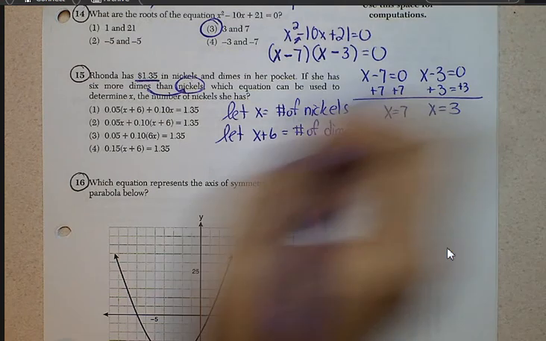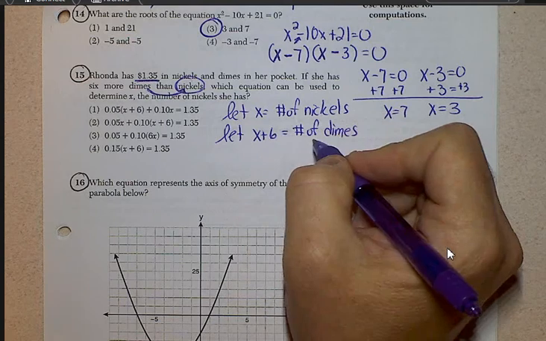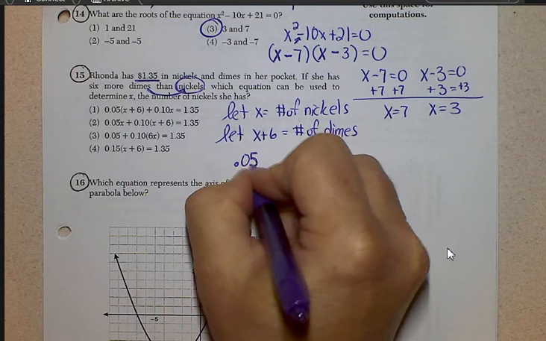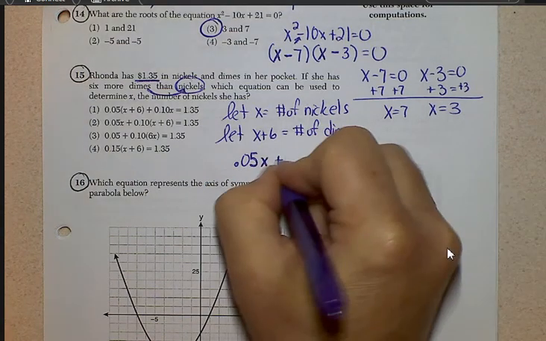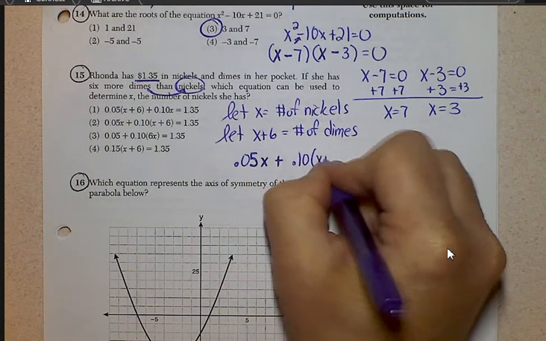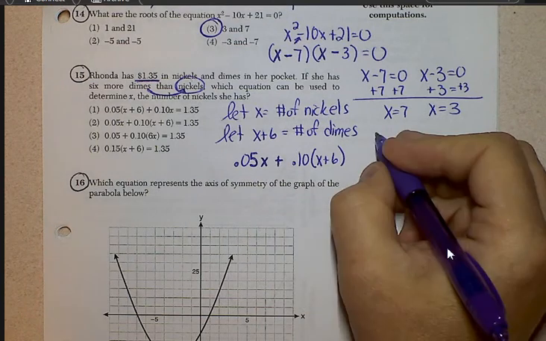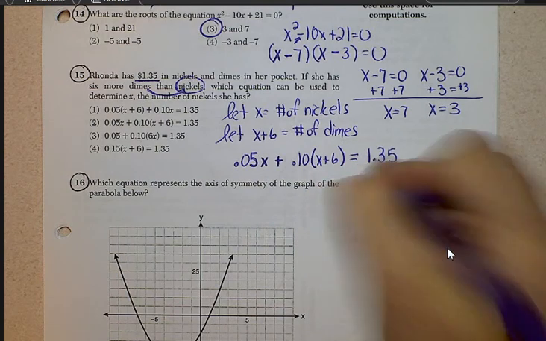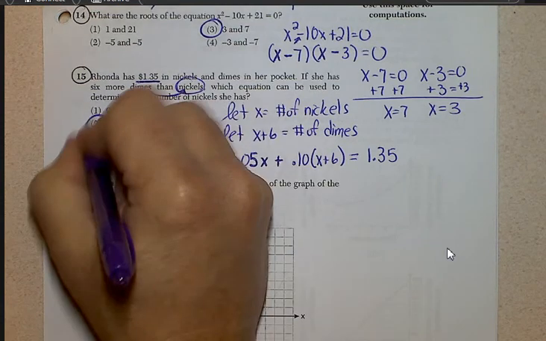Since we talked about this being a total amount of money that she has, we have to change all this to money. If I have x nickels and each nickel is worth 5 cents, I have to take the number of nickels I have and multiply it by 5 cents. We're going to add that. This is the number of dimes we have. Each dime is going to be worth 10 cents. And x plus 6 is the number of dimes I have, so I'm going to multiply that by 0.10, and that's going to equal the total amount of money I have, which is $1.35. And if you take a look at your choices, that's going to be choice 2.